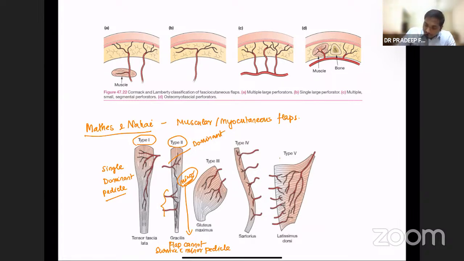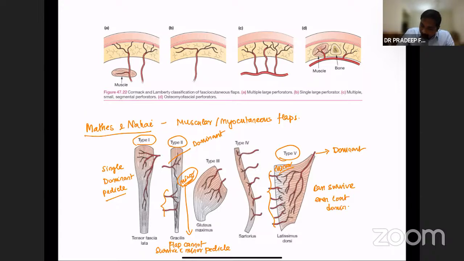Whereas type 5 has a dominant pedicle as well as multiple minor pedicles. The only difference between type 2 and type 5 is that the muscle, or the flap, can survive even without the dominant pedicle. So this is the difference between type 2 and type 5.